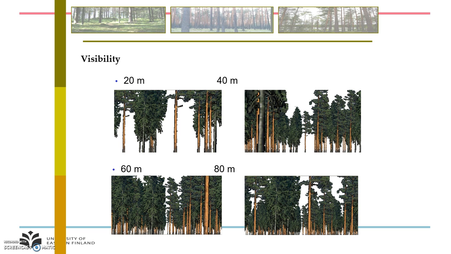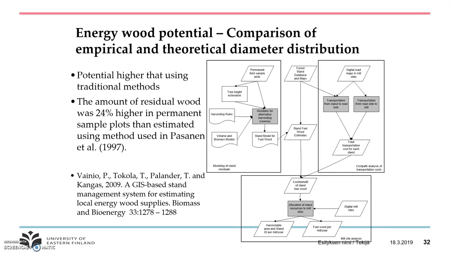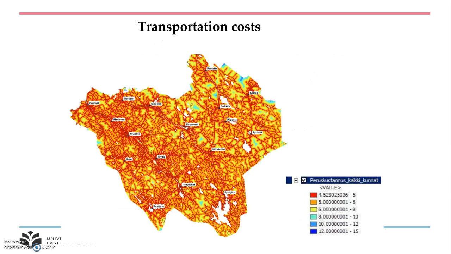Visibility is one thing. We have tools to demonstrate visibility in different harvesting schemes. That's used mostly in urban areas. Transportation cost: energy wood is very sensitive to harvesting cost, so we like to compare different schemes. If we have energy mills, we like to have maps indicating how much harvesting costs are in different parts of our timber procurement area.